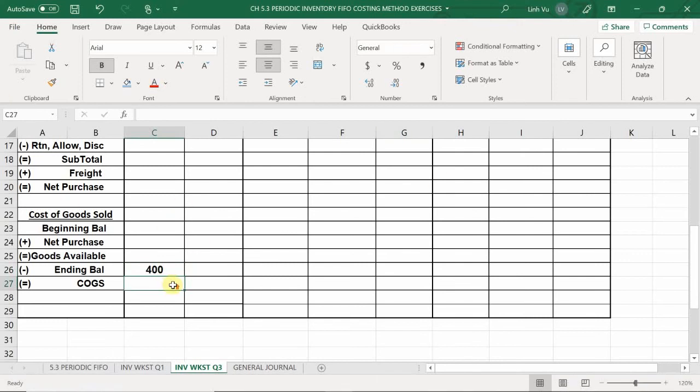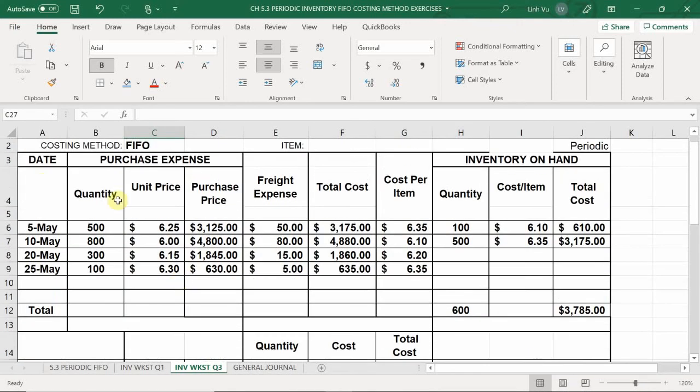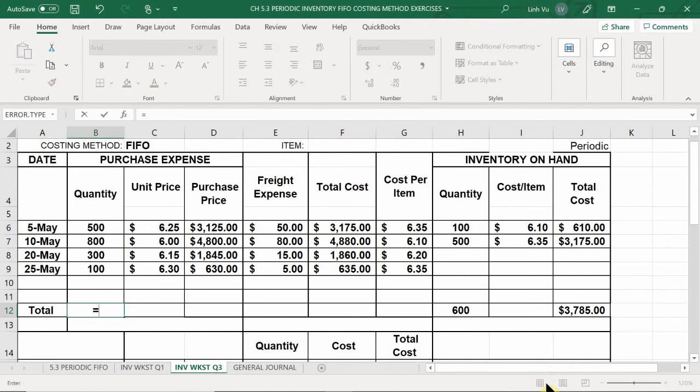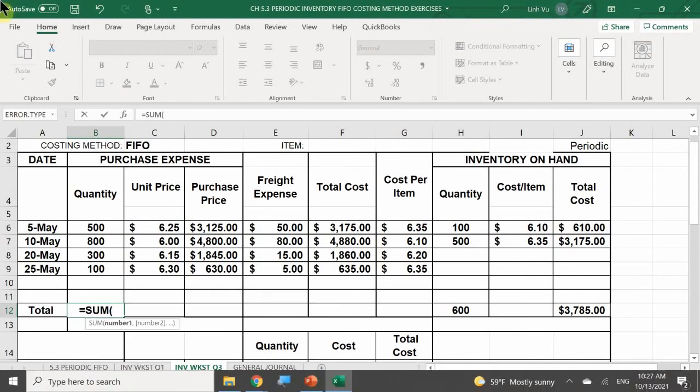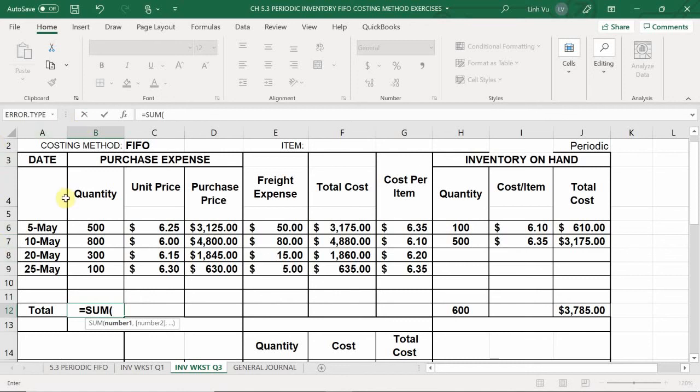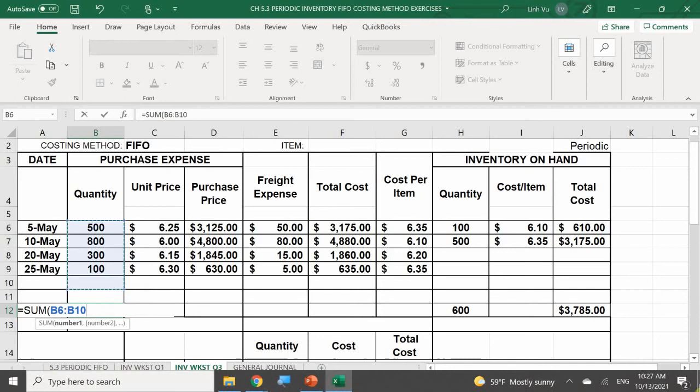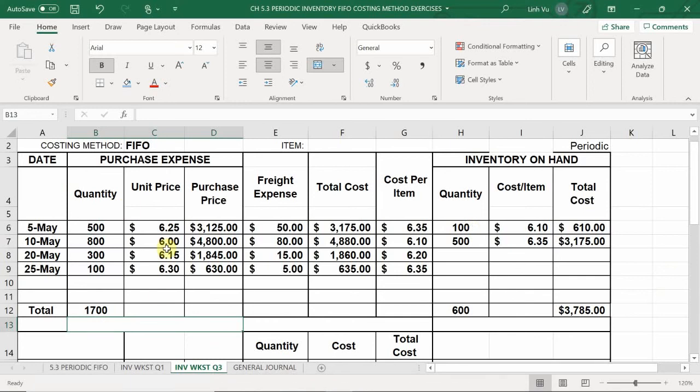Once again, let's solve for our total costs here. I'm going to run my equal sum formula. What is the total quantity that I have purchased? 1,700. What is my total purchase price?